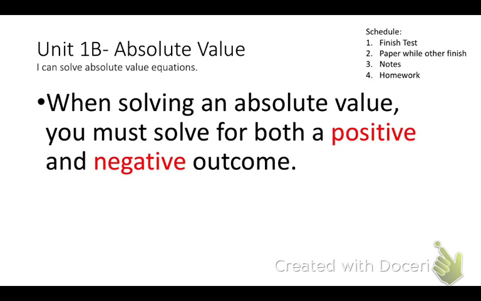So here's that same idea, just said a little bit differently. When solving an absolute value, you must solve for both a positive and a negative outcome. So just keep remembering that once we have everything inside of the absolute value symbols, we need to come up with what it could be if it was a positive answer and if it could be a negative answer. So let's talk more about that.